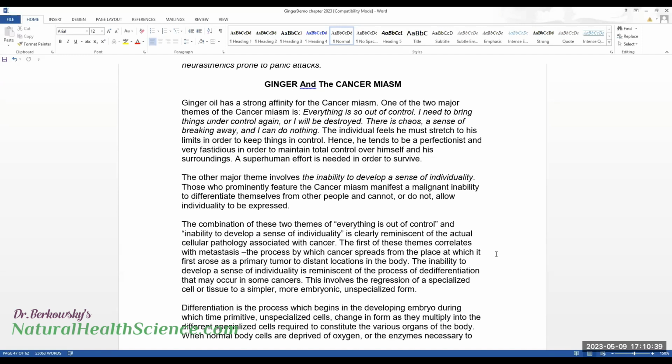So ginger is one of these oils that is specific for individuals who manifest the cancer miasm. And in the history, this begins to come out. Now, where we'll pick this up, because we're running low on time here, where we'll pick this up the next time is, well, I will demonstrate to you what in this chapter gives you the understanding that the ginger individual is in fact a cancer miasm type. So you begin to see how that works.